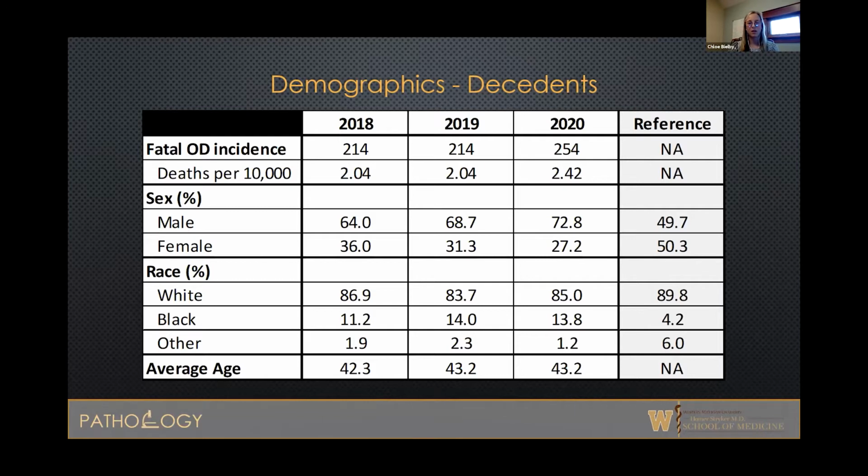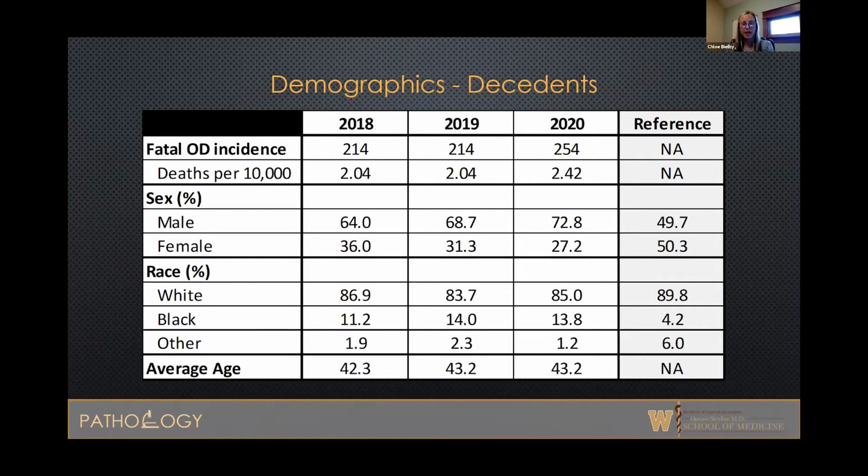So to start, in 2018 and 19, there was the same number of deaths, 214 overdose deaths. And in 2020, it increased by 20% to 254 deaths. The general population is pretty much 50-50 male to female, but the male burden is increasing by about 4% every year, to the point where it's almost 75-25 male to female for fatal overdoses.